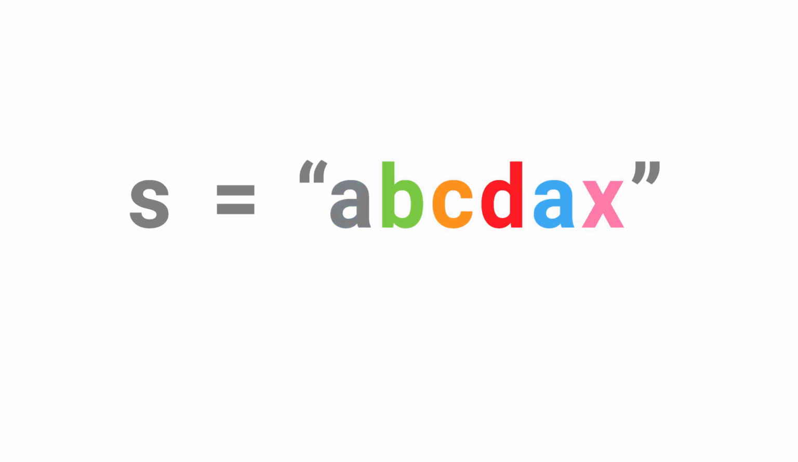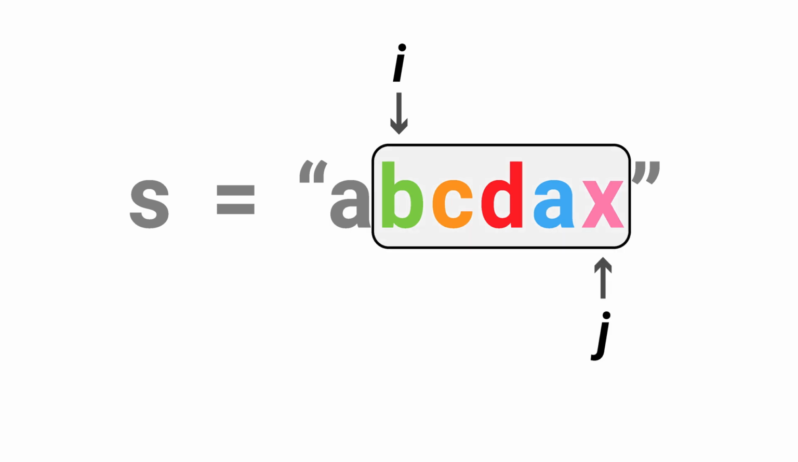To solve this, we will use two pointers i and j. One pointer to track the beginning of the substring and the other pointer to track the end of the substring. With an example, let's see how we can find out the longest substring without repeating characters.